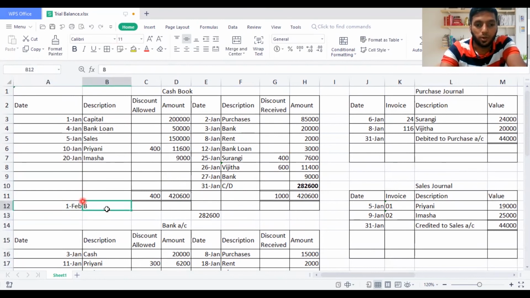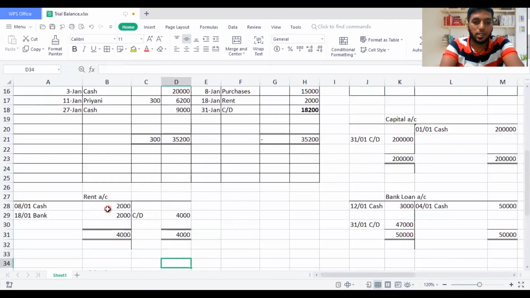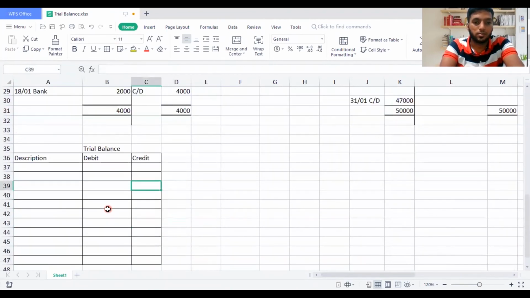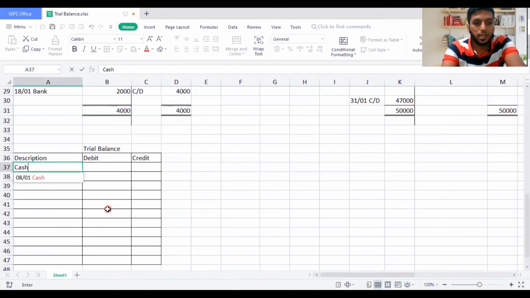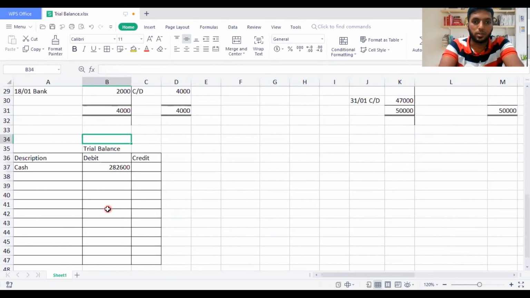They consider it as brought forward on the exam paper, or brought down, and they record it as 282,600. So this is the value they take to the debit side. This is another way you can do that. So they have written here cash 282,600. There's another way to take it to the debit side.